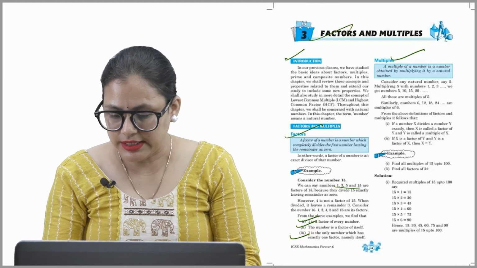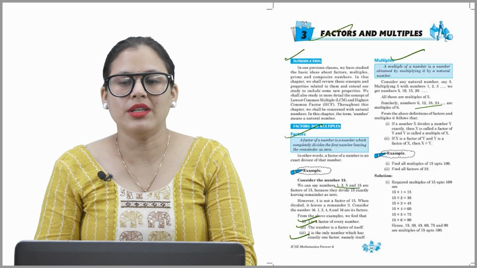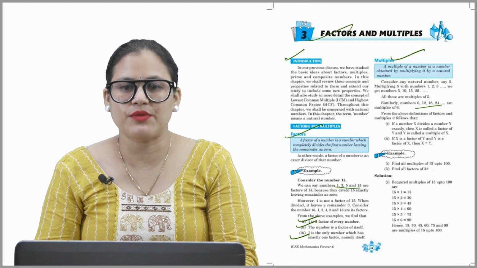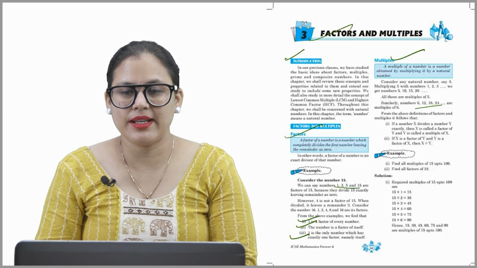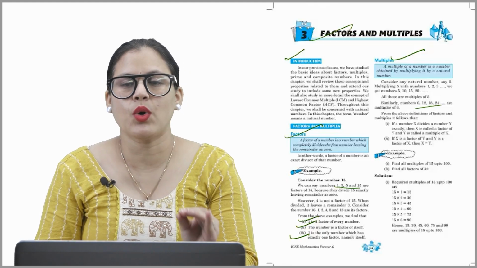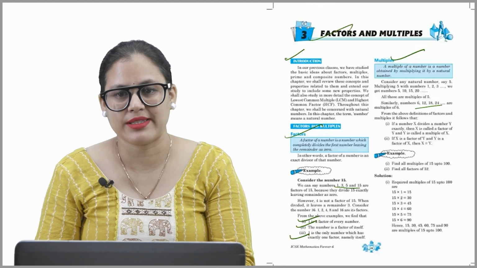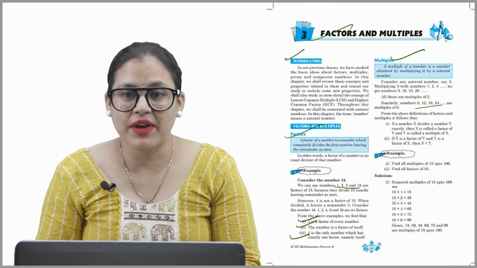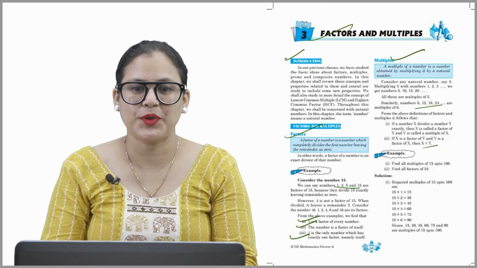Similarly, these numbers are multiples of which number? 6. From the above definitions of factors and multiples, it follows that number 1, if a number x divides a number y exactly, then x is called a factor of y and y is called a multiple of x. Number 2, if x is a factor of y and y is a factor of x, then x is equal to y. Okay.